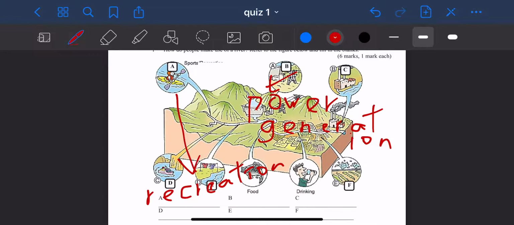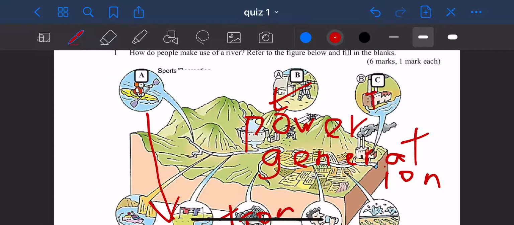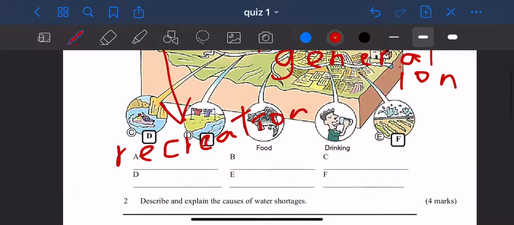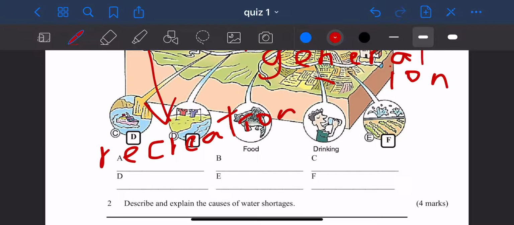Generation. And then for C, it should be the industry or factory, also okay from my point of view. And then for D, if you say it is a ship, it's not quite good because a ship can be static, not moving. Here we are talking about the ship moving, so we had better call it navigation. Navigation, 航行咁解啦. Okay?